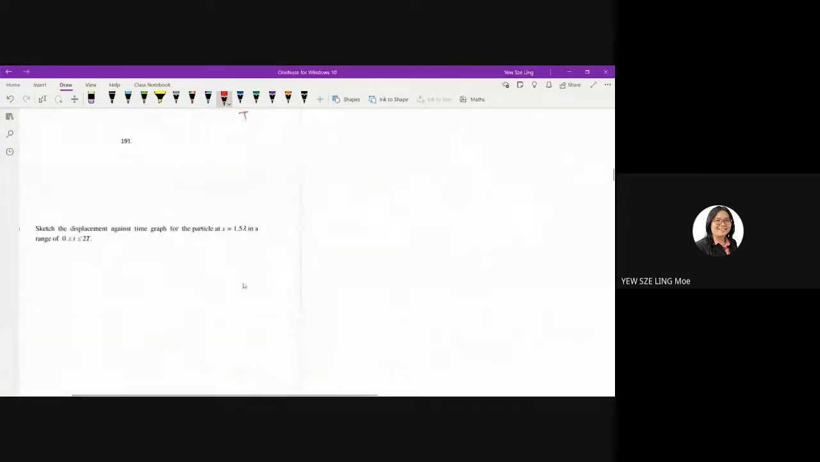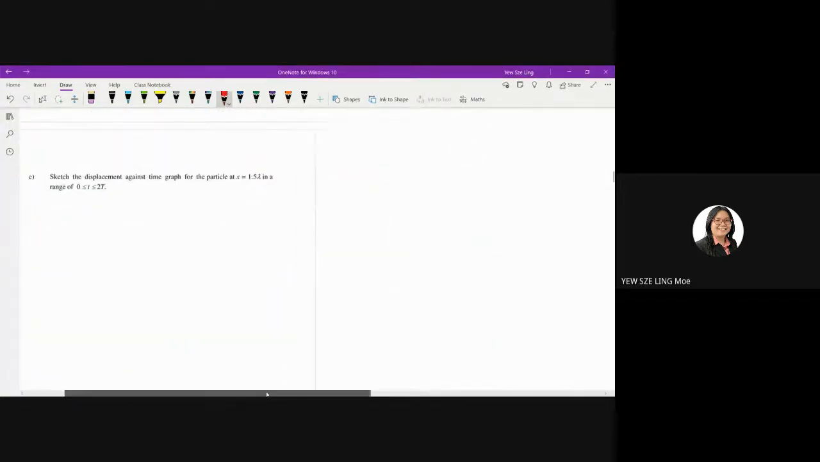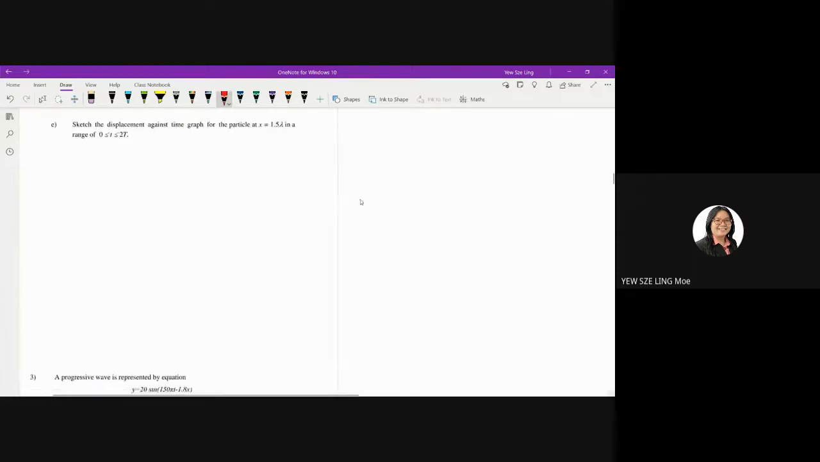Okay, so question E. You see it's very similar to your question C. So sketch a displacement against time graph. Against is asking for a y against t graph. And you see, whenever questions ask you to sketch a y against t graph, you will be given distance. So x is now equal to 1.5 lambda. And again, it's asking for in between 0 until 2T. These are important informations from question E.